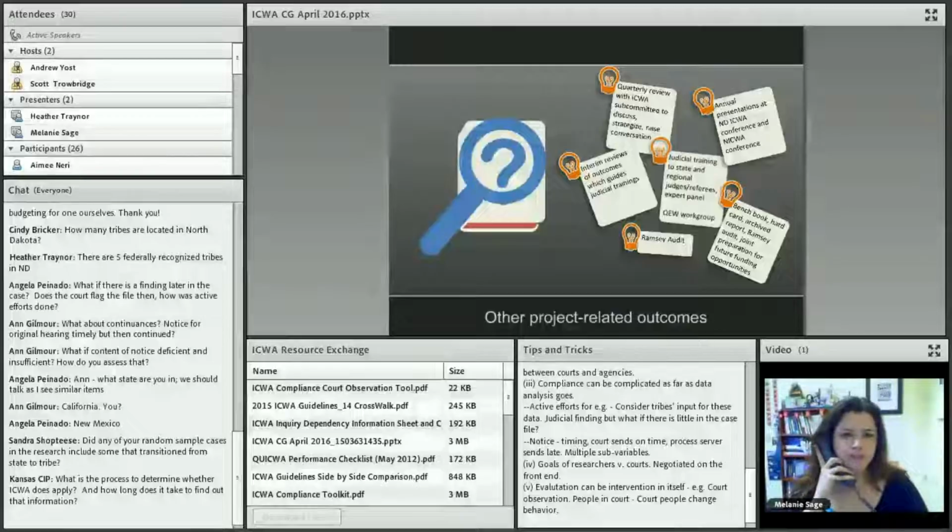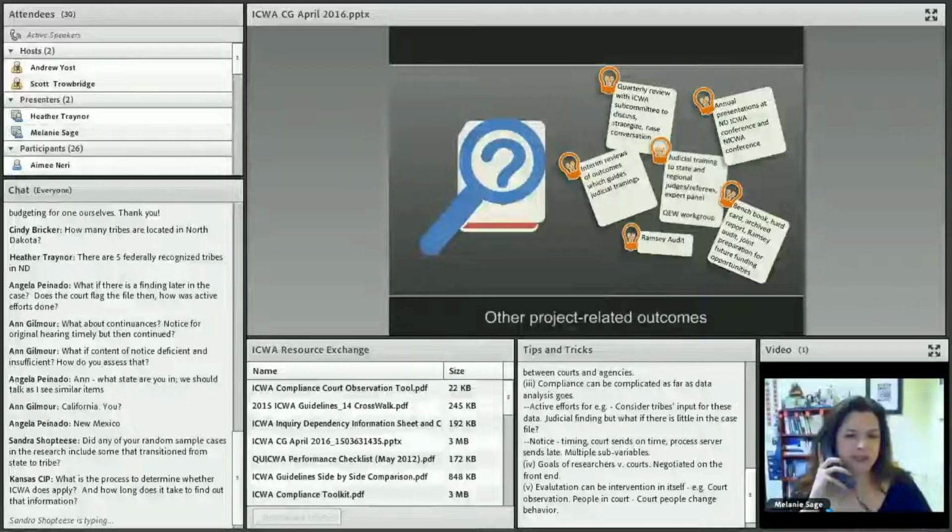So these are some of the things that have come out of our collaborative work. One thing that I mentioned earlier was that single county audit where we looked at all the documents together to see if there were additive pieces of information that would increase where we think we are with compliance compared to just looking at the court record alone.